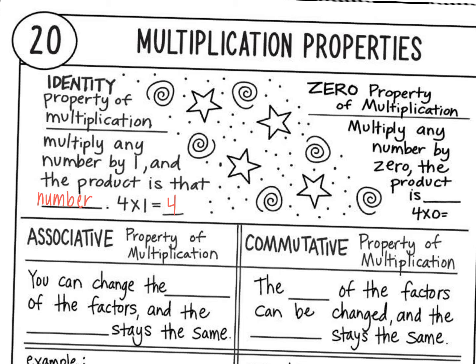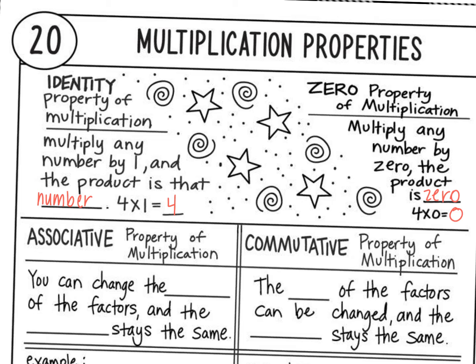Okay, zero property of multiplication is kind of like the identity property, but what do you think it has to do with? What's the very first word? Zero. So the zero property of multiplication means that you can multiply any number by 0, and the product will always be 0. So 4 times 0 is 0.